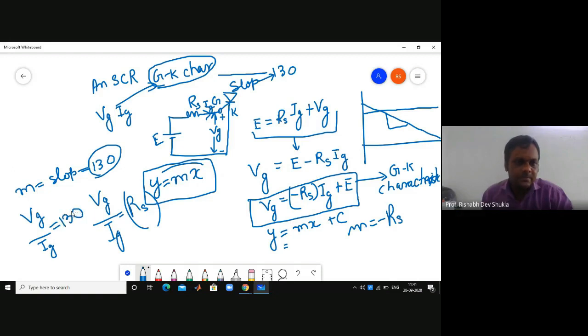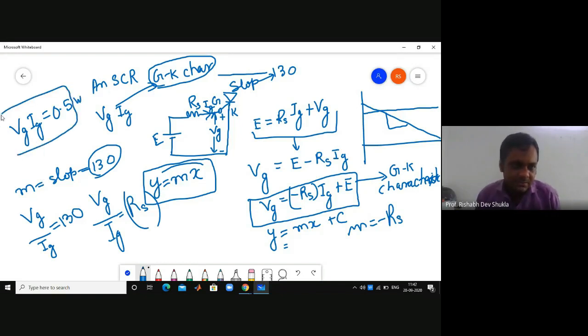So according to the question, Vg upon Ig is equal to 130, and also given is the allowable gate power dissipation: Vg into Ig is equal to 0.5 watts. So you are having two equations.